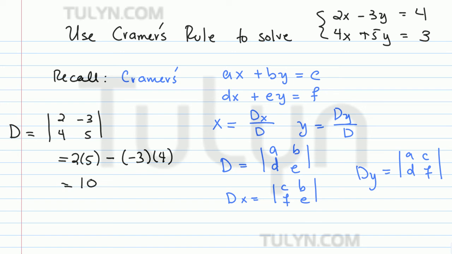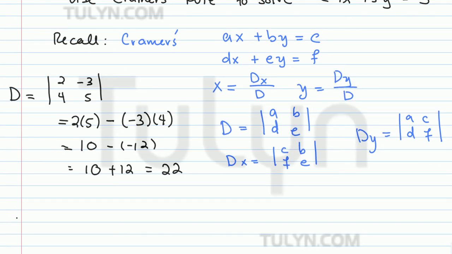So simplifying, we'll do it. We'll use PEMDAS, so we'll do the multiplication before we subtract. So we have 10 minus negative 12, which is 10 plus 12, which is 22. So that's D.